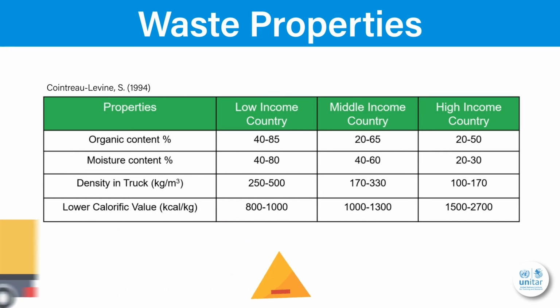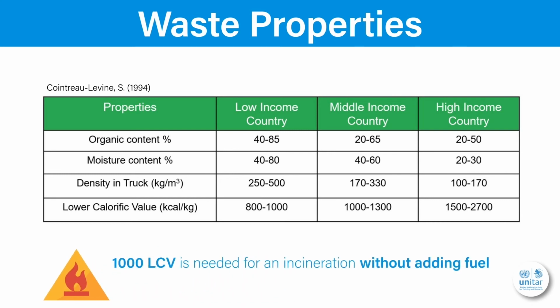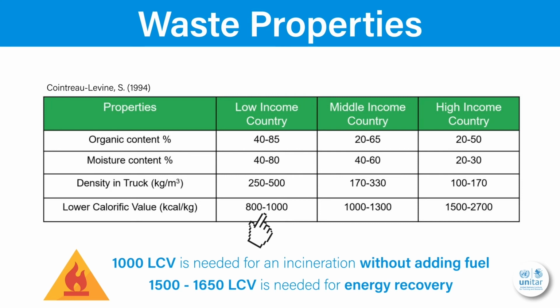For the LCV, an LCV of at least 1000 is needed for an incineration without adding fuel, and an LCV of 1500 to 1650 is needed for energy recovery. That means that if the LCV is lower than 1000, which is usually the case for waste in low-income settings, the waste won't burn if you don't constantly add fuel to it.